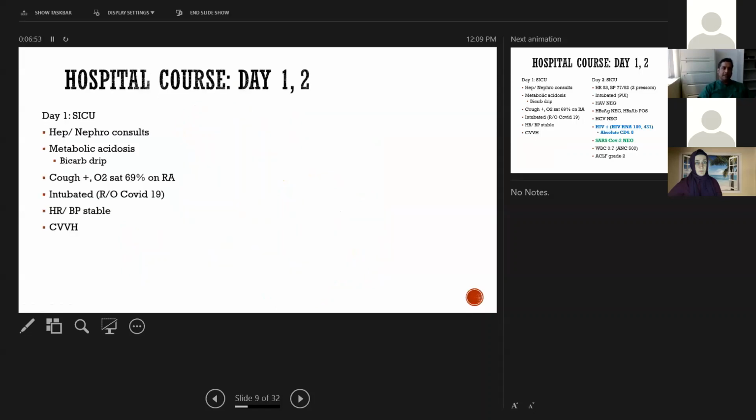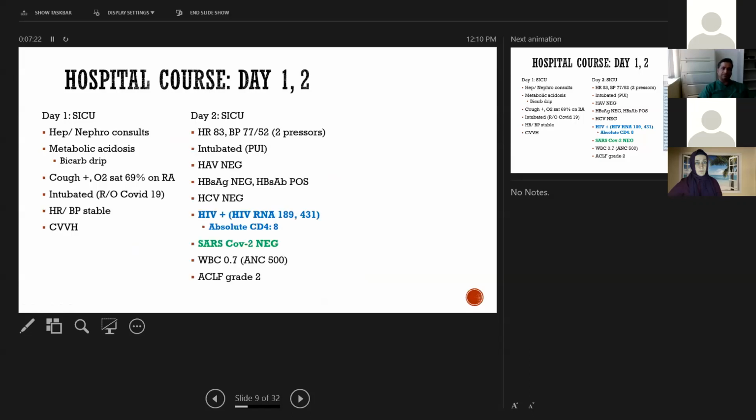Now, back to our patient. On day 1, she was admitted in SICU, and nephro and hepatology consults were called. She was started on a bicarb drip for metabolic acidosis. And on day 1, she started having cough, and she did have an oxygen saturation that went down to 69% on room air. So since she was a PUI, she was intubated with a rule-out COVID. And at this time, her heart rate and blood pressure were stable, and given the AKI, she was started on CVVH.